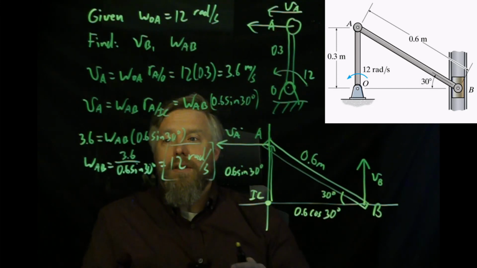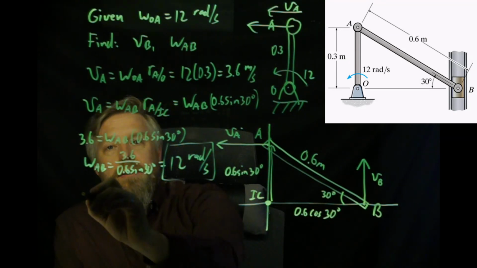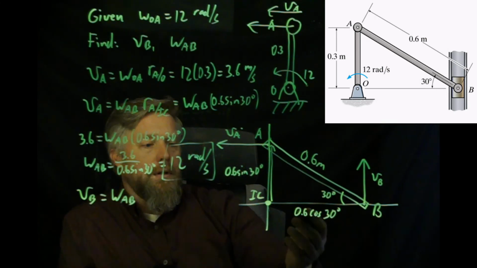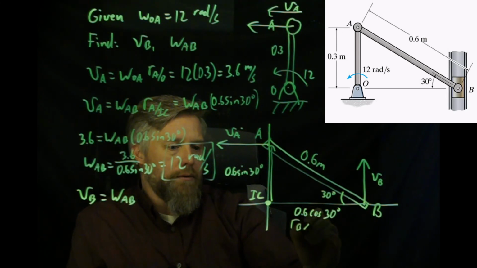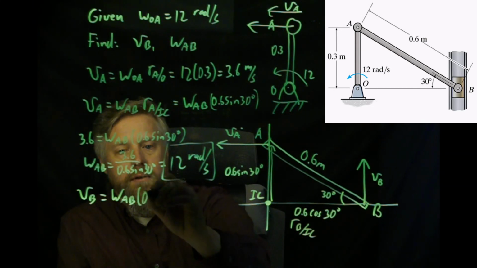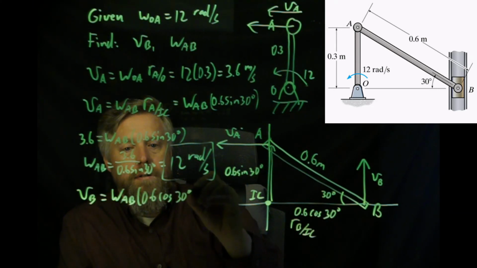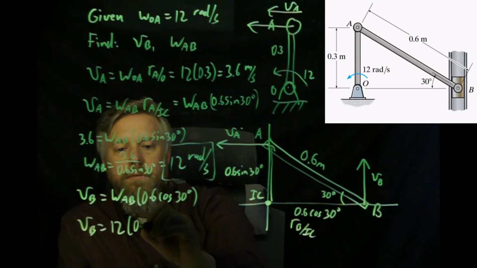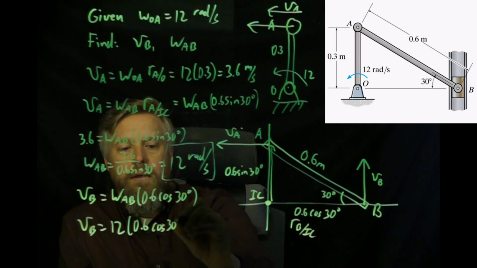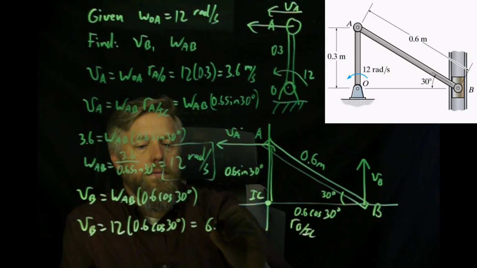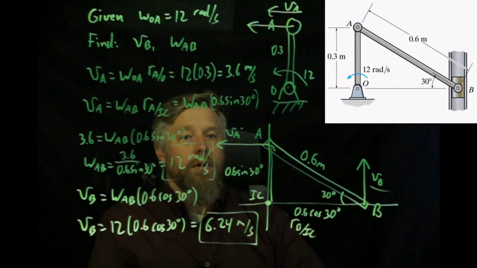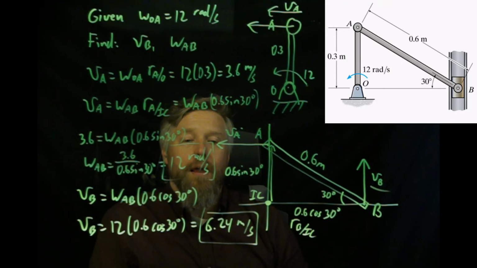Okay, next we can write the velocity of B using our instantaneous center. The velocity of B is going to be equal to our omega AB times the position of B with respect to IC, which would be our 0.6 cosine 30. Plug that in. VB equals 12 times 0.6 cosine 30, which is that same answer we got before, 6.24 meters per second. And then again, we can't get the direction because we're using scalar equations, so we have to remember that we already know the direction because we drew it on here.